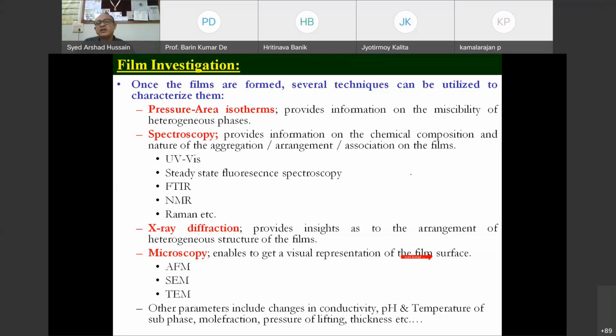During the preparation of your LB films, one can play with some parameters. One can change the pH of the surface, then the temperature of the surface, then one can spread a mixture of systems, then one can deposit the material changing various pressures and also various numbers of layers. In this way, as a whole, the LB technique gives you a number of parameters or options by playing with which you can control the material organization and hence the properties of the materials.